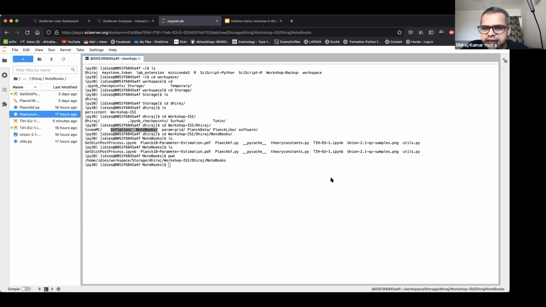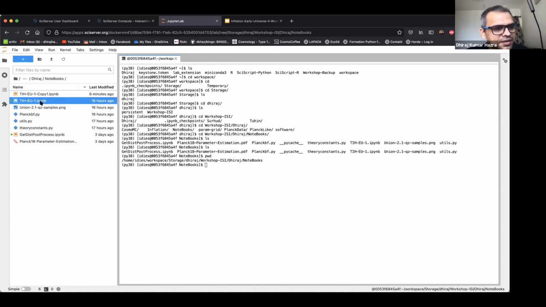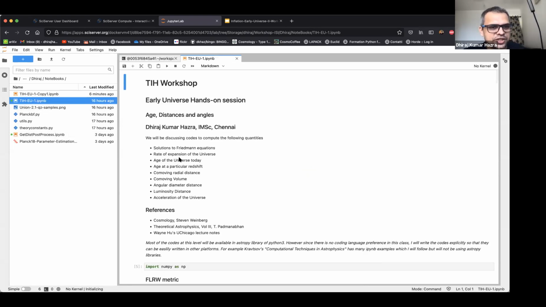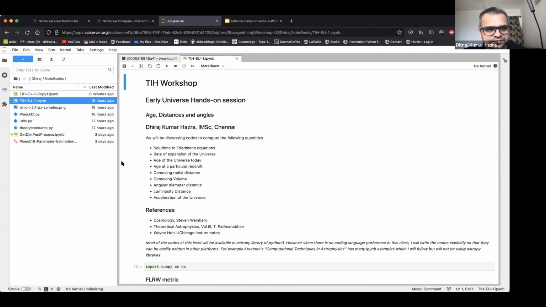Okay, so I think everybody has been able to copy, right? Should I start? Somebody has copied it in my directory. Don't copy in my directory, please. Let me see. Copy1.ipynb. Okay, then simply double click. You just open this in Jupyter Lab, and then simply open it. Double click and open it.